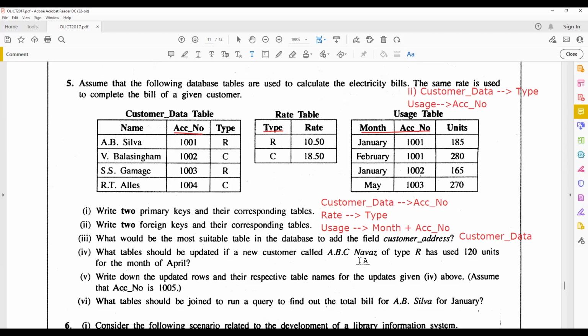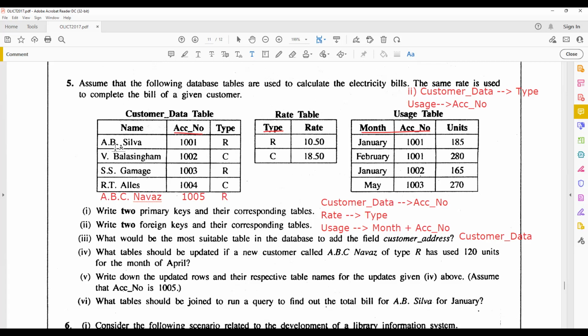So first of all, we have to put Navas. For example, here the name should be typed, isn't it? We have to say A, B, C, Navas, of type R. So we have to use some account number. Let's say 1005. And the rate is type R, right? Yes, it should be there.